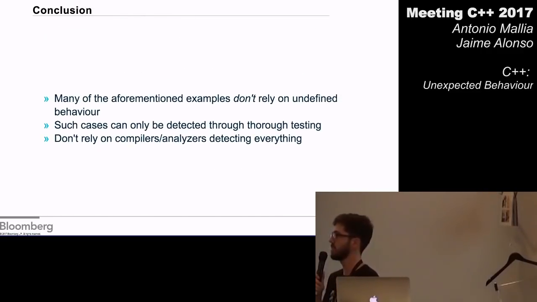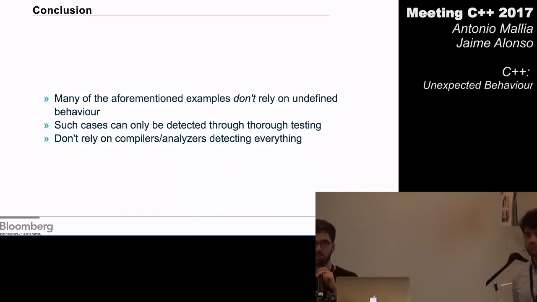Sometimes, of course, we cannot rely on this. These cases can only be detected through testing of our code, through making sure that the contracts of our functions are well defined, and that we really test the conditions, the pre and post conditions of our functions. So even if we as C++ programmers like to rely on the compiler to detect many of these things at compile time, sometimes it's not enough. So we need thorough testing for that.